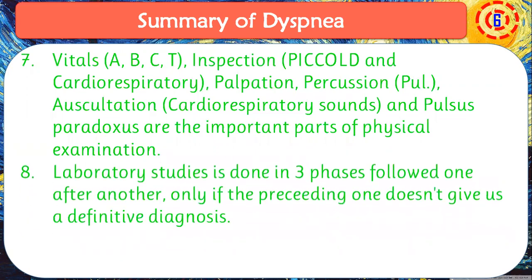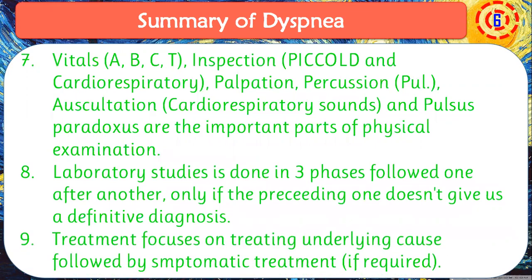And ultimately, we have said that the laboratory studies are done in 3 phases, one followed by another only if the preceding one doesn't give us a definitive diagnosis. And the treatment will focus on the underlying cause, followed by symptomatic treatment if required, or if treatment of the underlying cause is impossible. So only in such conditions, whether that be palliative form or non-palliative form. So symptomatic treatment is given only after the attempt to treat the underlying cause.